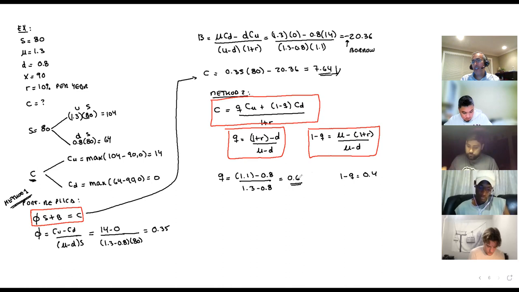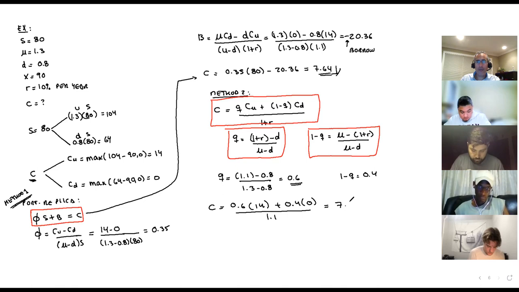And you see, guys, 0.6 plus 0.4 gives 1. So that's why these are called pseudo probabilities, because they satisfy the probability rule, that the sum should be equal to 1. Then once we have this one here, we are done. So C is going to be equal to 0.6 times CU, what is CU? Oh, 14. Plus 0.4 times CD, that is 0, divided by 1.1. And if we are correct in here, we are going to obtain 7.64. Can you verify that? Great.